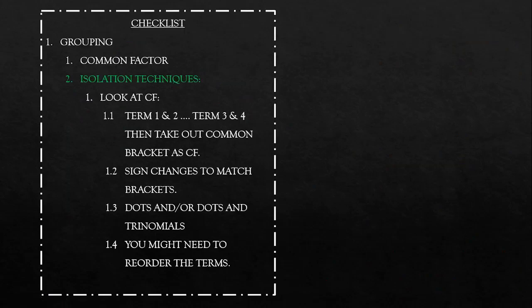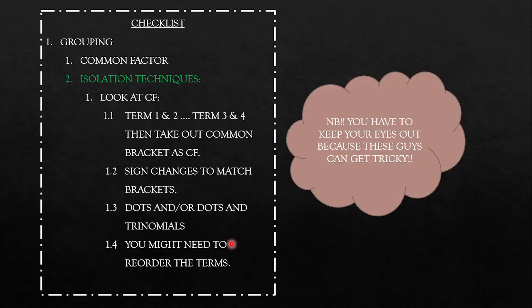Okay, so let's look at this checklist. When we're dealing with grouping, you can group term 1 and term 3, and 1 and 2, 3 and 4. Sign change to match brackets, that's also something that could come up. Difference of squares and trinomials within the same thing, that was the last one we just looked at. As well as you might need to reorder terms. So these are all the things that you need to look out for when grouping. So you have to keep your eyes out because these guys can get tricky.